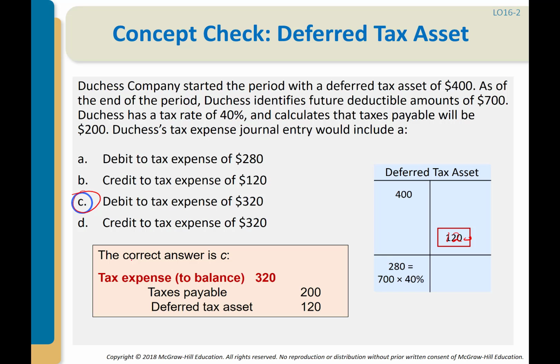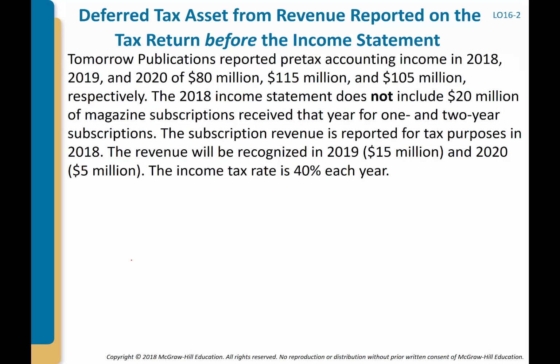Okay, good. Let's take a look at the situation where we have revenue that's reported on the tax return now, but we won't report it for book purposes until the future. So what's happened here? We are really prepaying the tax on that, aren't we? We're taking the revenue on our tax return now, but we won't take it for book purposes, so we're really paying that in advance.